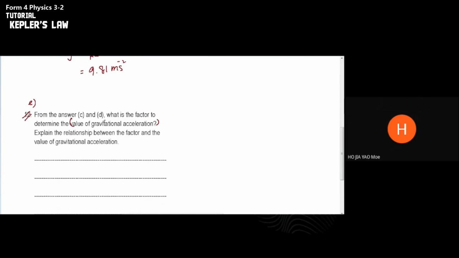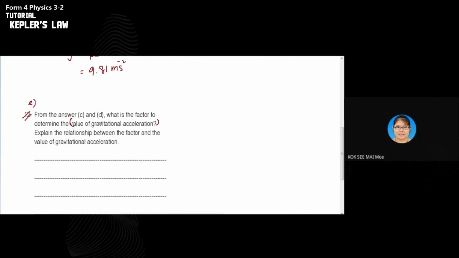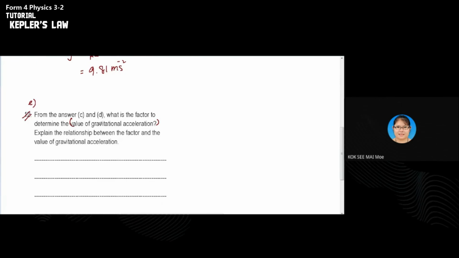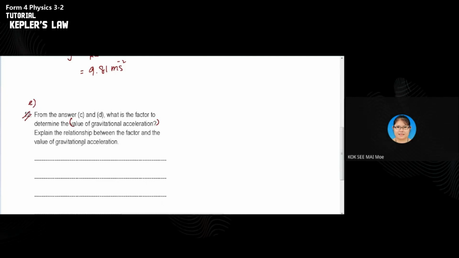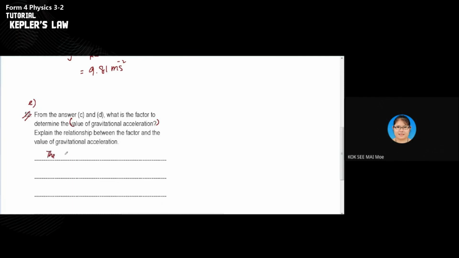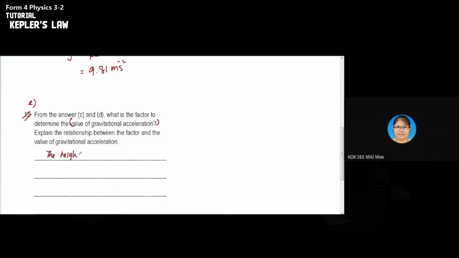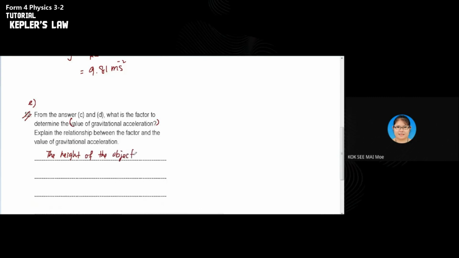Radius. Distance. We cannot just say radius. Radius is fixed already. Radius for what? The radius of the Earth is fixed. Or you say radius of the satellite orbit, then we can accept. Or you can say the height of the object, because the further the height of the object, the answer is also different. So we must write the full sentence. The question here never says satellite or anything, we just take it as an object. The height of the object is the big factor here.